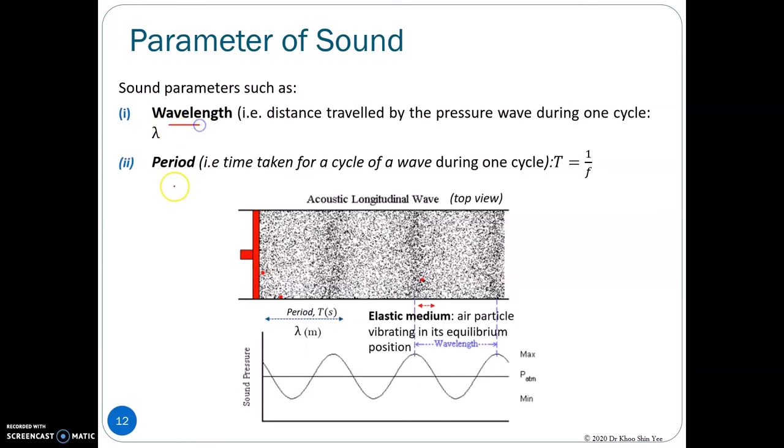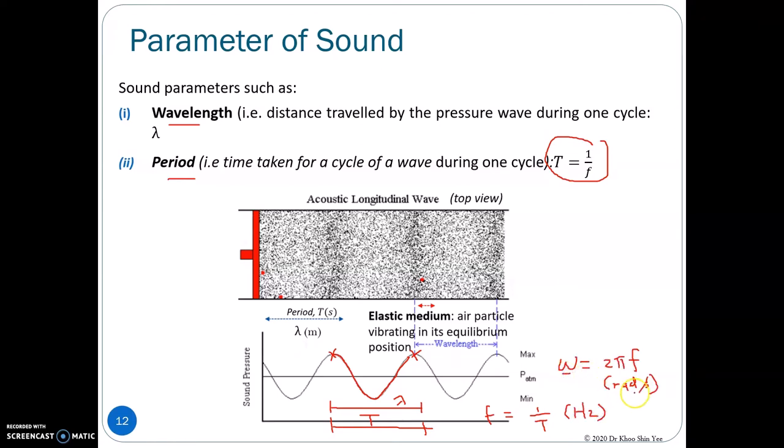Previously, we have learned how to obtain the wavelength and the period from the sound pressure curve, which can be obtained from the peak to peak, which represents one cycle. The distance you measure for this cycle is equal to lambda, and the time taken for this cycle is equal to the period. We can find the frequency of the pressure signal, which is equal to 1 over the period. So this is the formula, and the unit is Hertz.